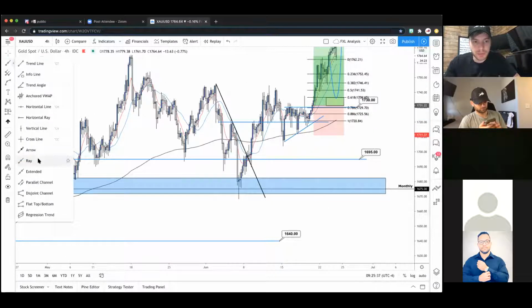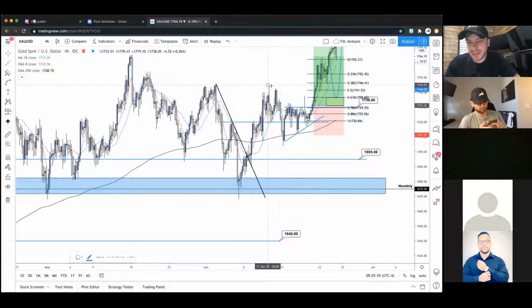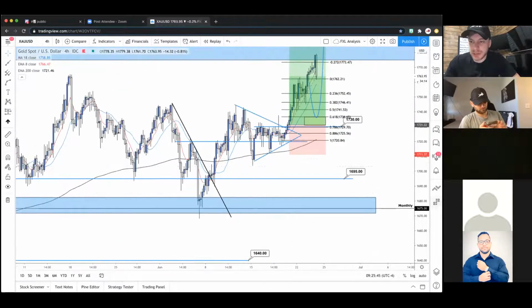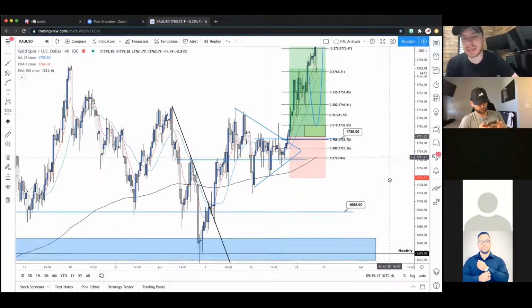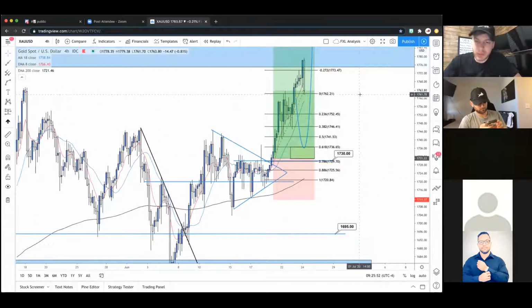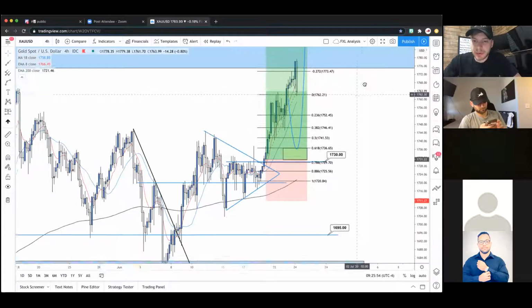Ooh, there we go. Now, I highlighted this, I think, a few sessions ago. But anyway, see, the triangle broke to the upside, and then it was gone. Absolutely gone. So there's a couple things we wanted to see in here to then enter on. So we knew we were targeting 1800. We've been calling that for weeks. That's just the next major level up here.